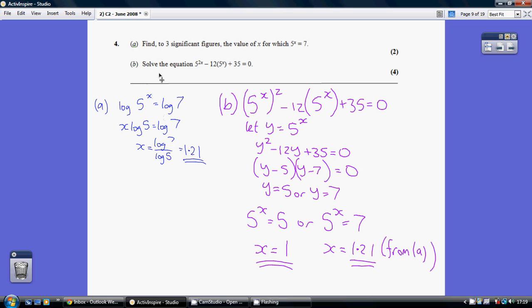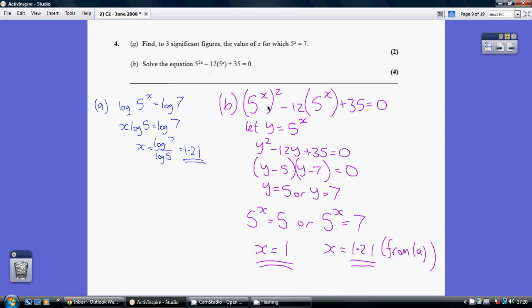Now for part B, we've got to realise that this is close to a quadratic. I think the only bit which is slightly tricky is this first term, the 5 to the power of 2x. Think of that as being 5^x all squared, and remember when you have a power outside a bracket like this, you multiply these two terms. So (5^x) all squared is the same thing as 5 to the power of 2x.